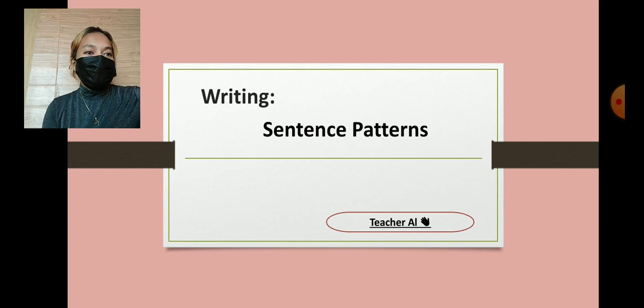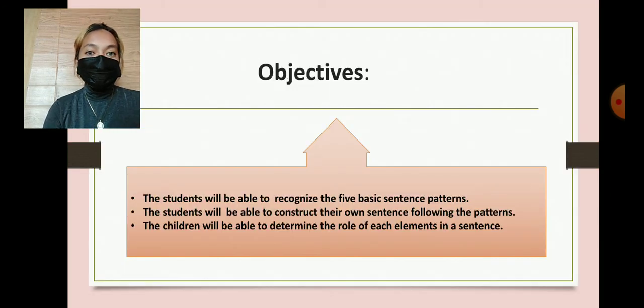So, at the end of this discussion, I have here my objectives. The students will be able to recognize the five basic sentence patterns. The students will be able to construct their own sentences following the patterns. The children will be able to determine the role of each element in a sentence.